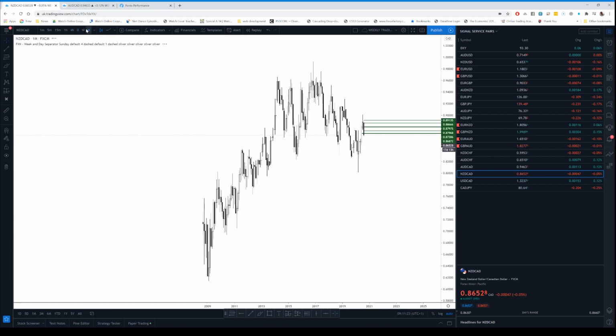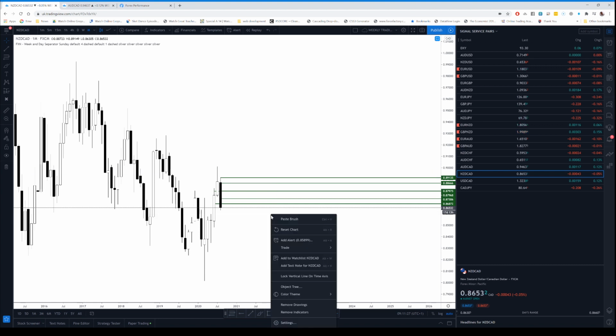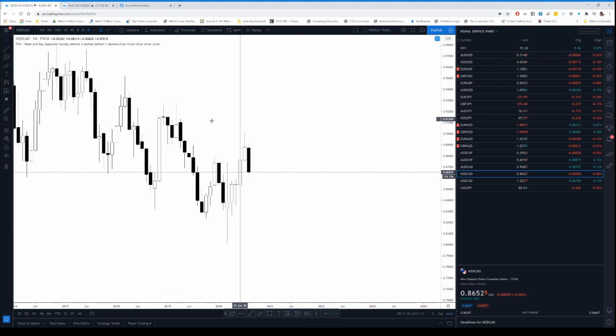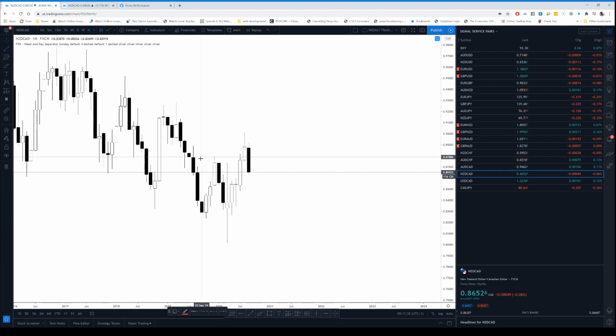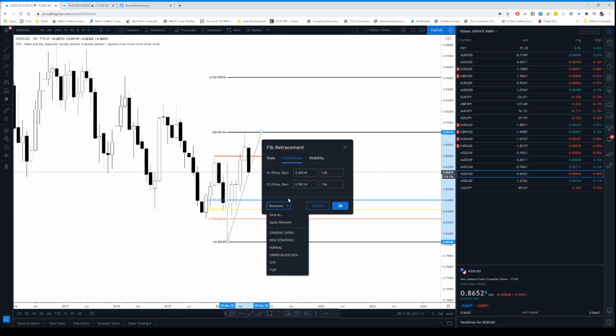Let's go into the weekly. Let's remove all this drawing. So we did close above it. Okay, that's another lesson, I'll come on to that. We have closed back inside, but that's different. It's not a rejection, so it's different. Let's measure this high to that low, and then find 50%.